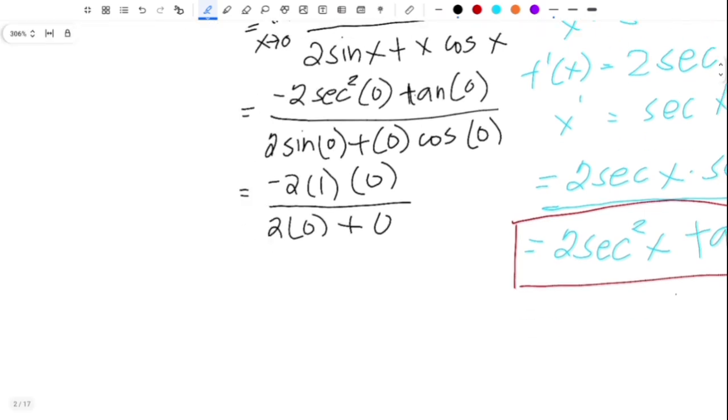Then let us further simplify our answer. Negative 2 multiplied by 1, we have negative 2, then multiplied by 0, we still get 0, over 2 multiplied by 0 plus 0 is still 0. And since the limit is indeterminate, or we have the indeterminate form, let us again apply L'Hopital's rule.